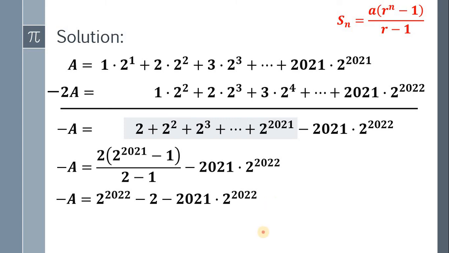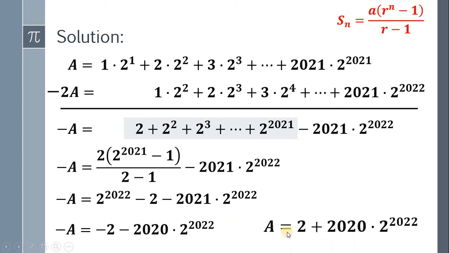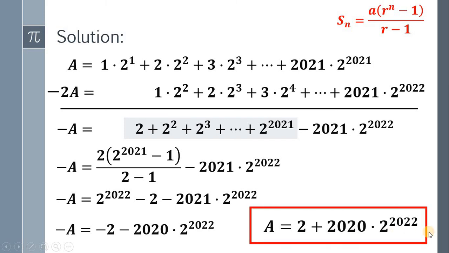Next, combine similar terms and we have negative 2 minus 2021 plus 1 will give us negative 2020 multiplied by 2 raised to 2022. Finally, divide both sides by negative 1 and we have a equals 2 plus 2020 multiplied by 2 raised to 2022. And this is what we want. And we're done.